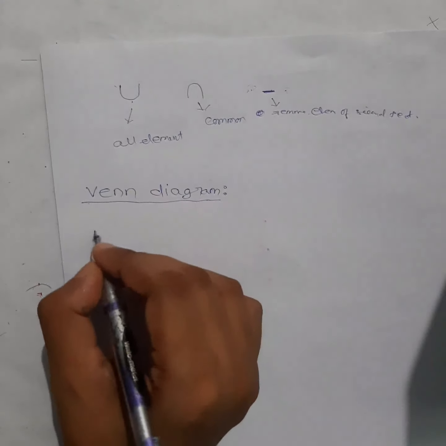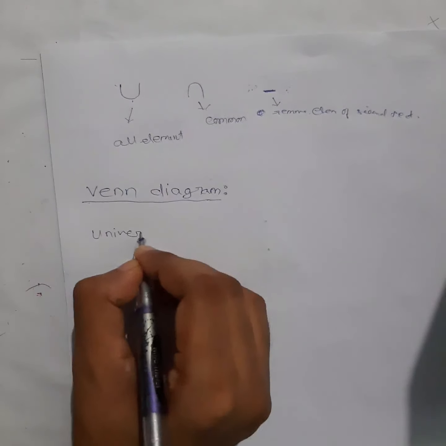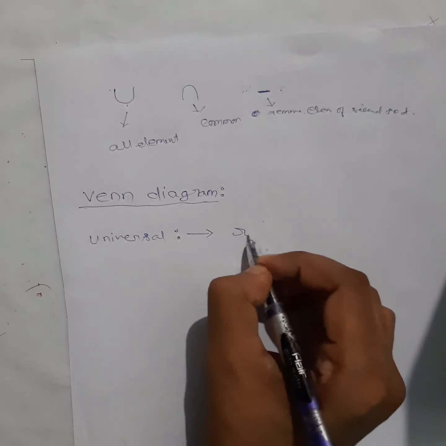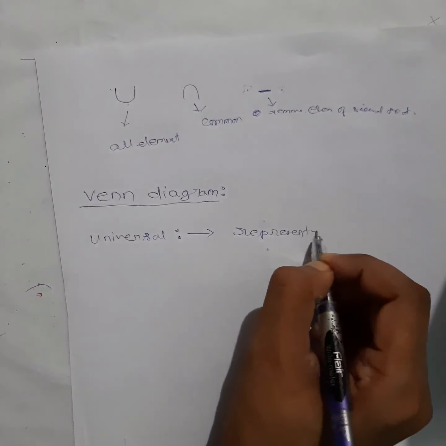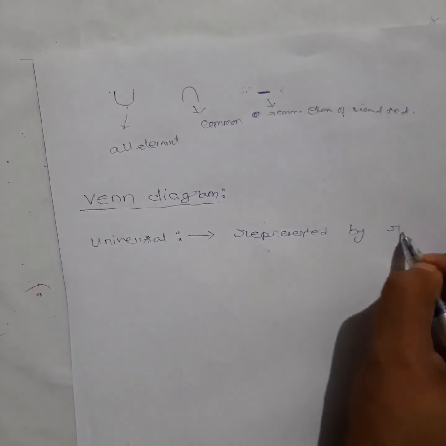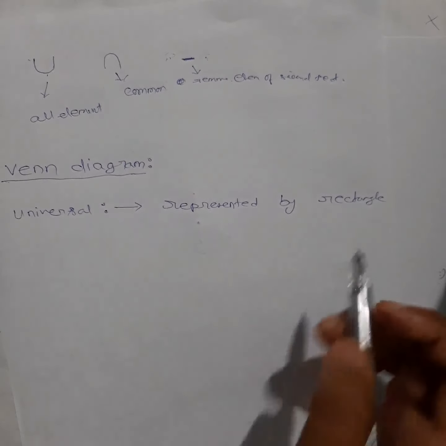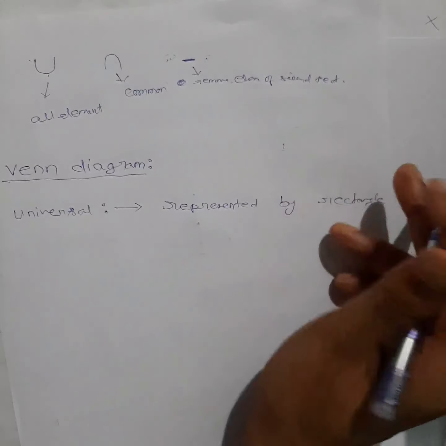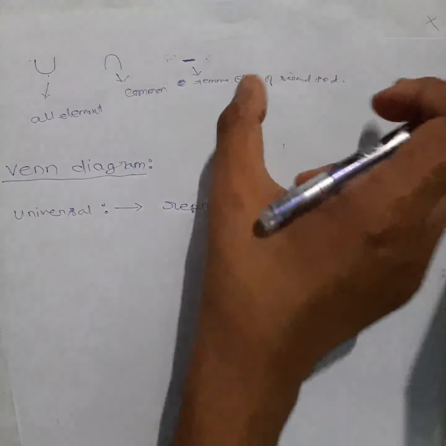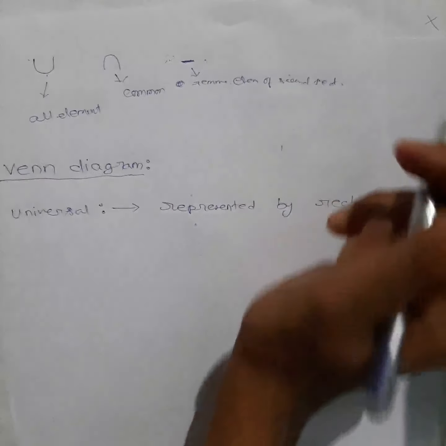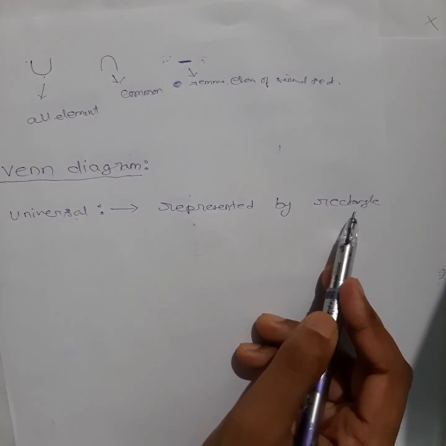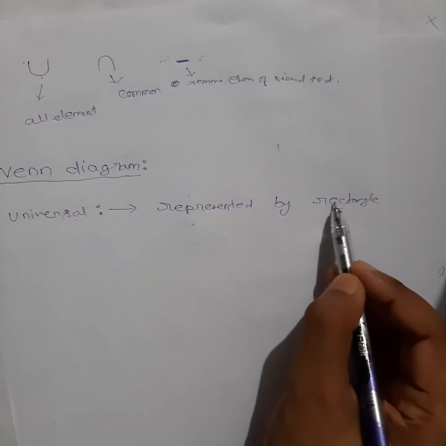Now in a Venn diagram, first thing, the universal set is represented by a rectangle. Remember, the universal set is the biggest set, whatever set you are considering, and under that, the biggest set is your universal set. So the universal set we always denote with a rectangular symbol, a rectangular diagram.